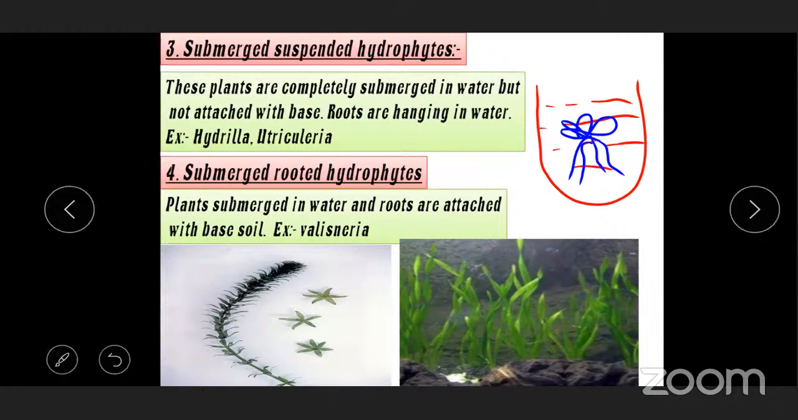Submerged rooted hydrophytes means the roots are attached with the soil and the leaves are present in the water. Those are submerged rooted hydrophytes. Example: Vallisneria.